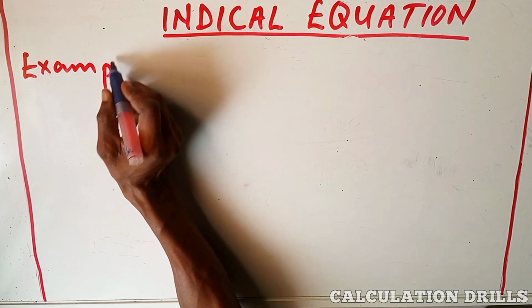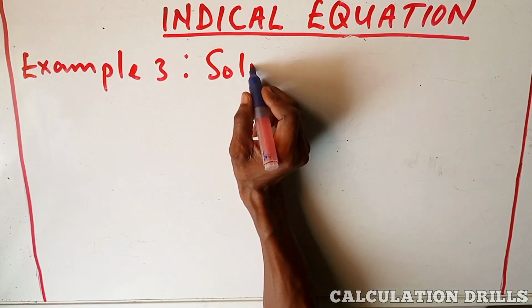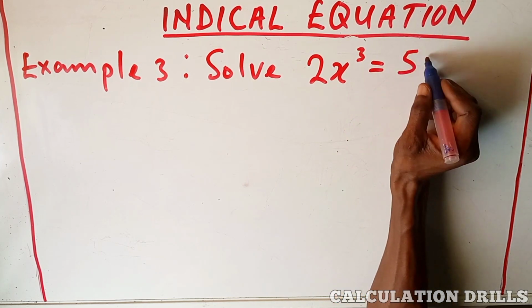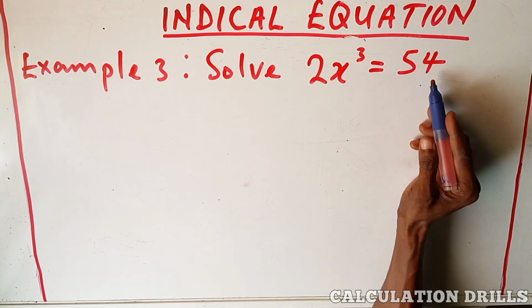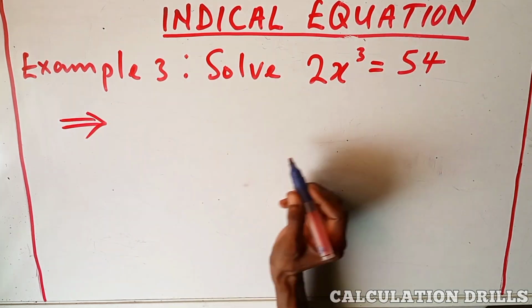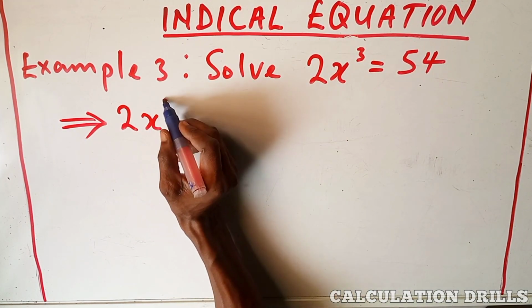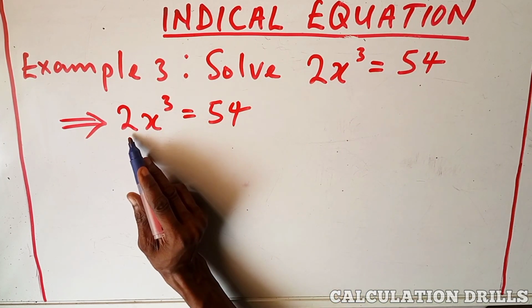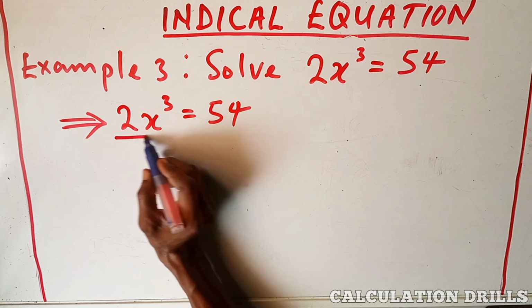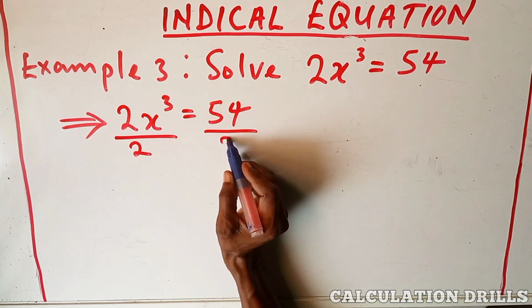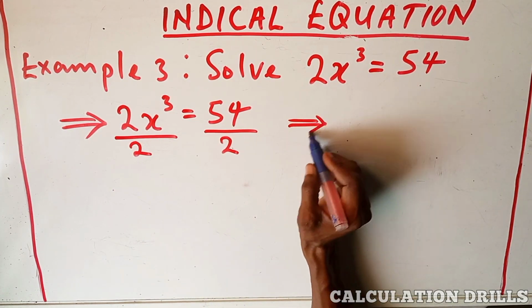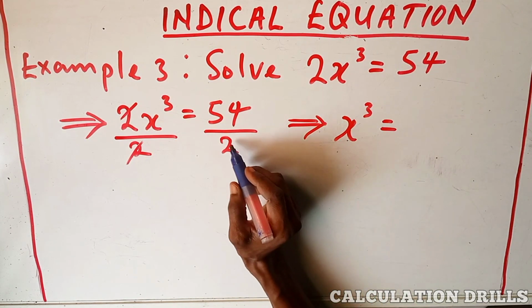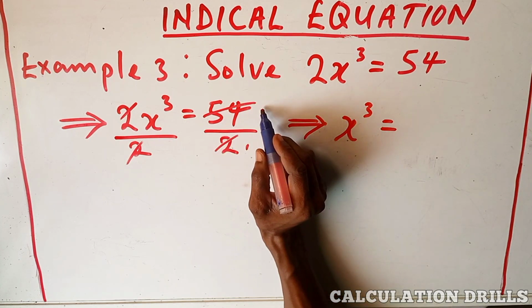Example 3. We are asked to solve 2x raised to power 3 equals 54. So I'm rewriting the question. 2x raised to power 3 equals 54. The first thing is to divide both sides by 2. Remember, we are solving for x. So when we did that, that gave us x raised to power 3 equals 27.